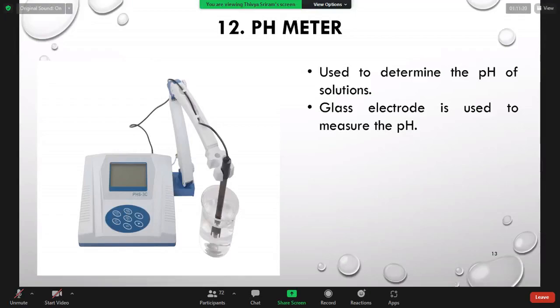Here, the pH meter and the EC (electrical conductivity) meter look similar. But if we see the electrode in the pH meter, the electrode is made up of glass, but in the EC meter, the electrode is made up of metal. That's the only difference between the pH meter and the EC meter.